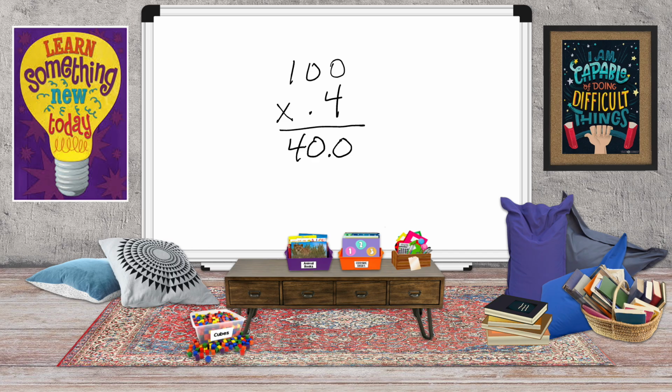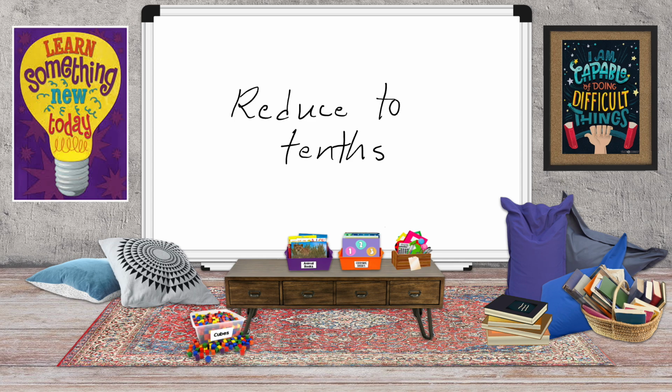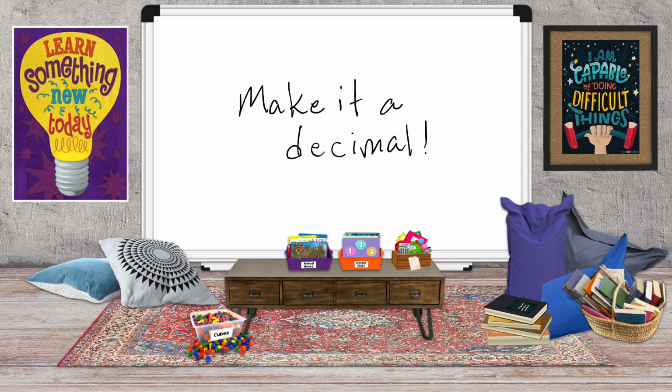4/10 times 100 equals 40. 40% of the class liked apples best. Or, in this case, we can just reduce the fraction to tenths and make it a decimal.